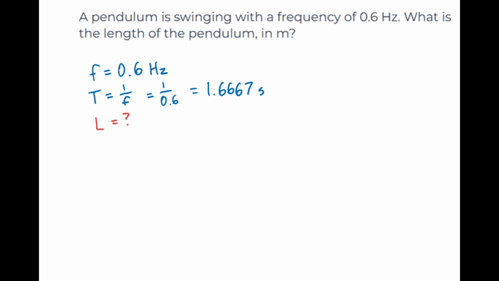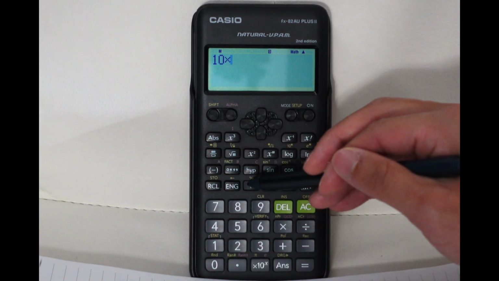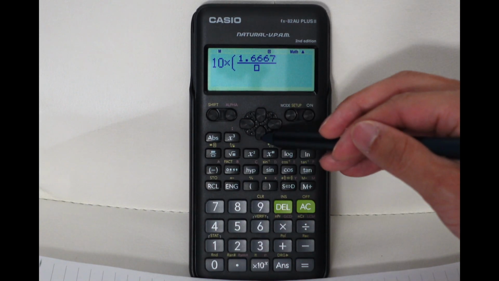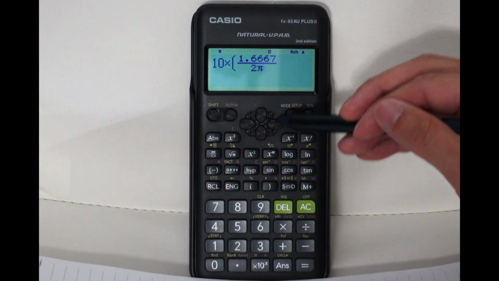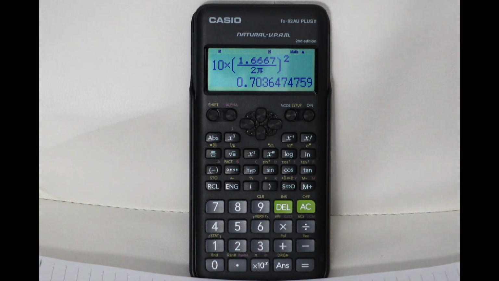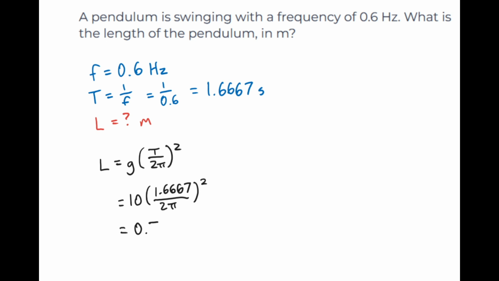Using the equation we used in the first problem, L equals g times (t over 2 pi) squared. If we substitute the numbers, then L equals 10 times (1.6667 over 2 pi) squared. If we put this into the calculator, then we get an answer of 0.70 meters.